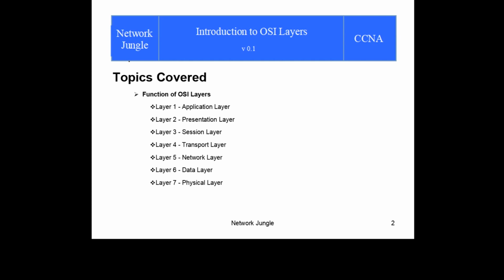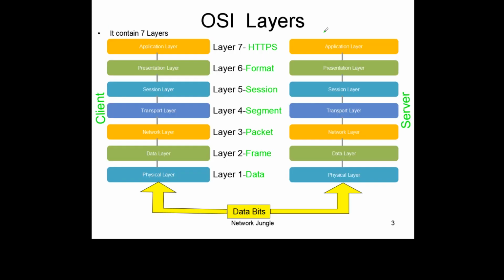Layer 1 application, layer 2 presentation, layer 3 session, layer 4 transport, layer 5 network, layer 6 data, and layer 7 is the physical layer. We can talk about them one by one. First of all, we have to talk about the OSI layer. It contains 7 layers, as already told.